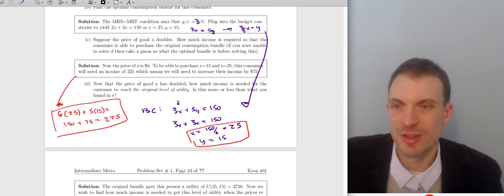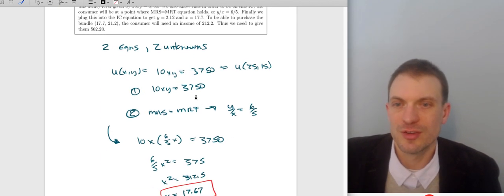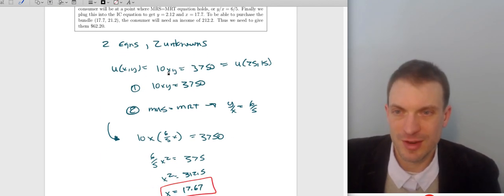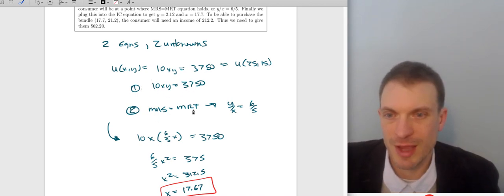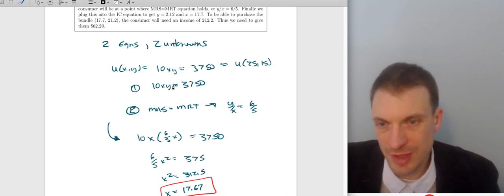All right, and then the next thing, suppose after the price of good X is doubled, how much income is necessary for the consumer to reach their old level of utility? The old level of utility is going to be 10 times 25 times 15, which is 3750. So this is 2 equations and 2 unknowns. This is my first equation. My MRS is going to be y over x equal to 6/5. Okay, let's substitute this into that equation.